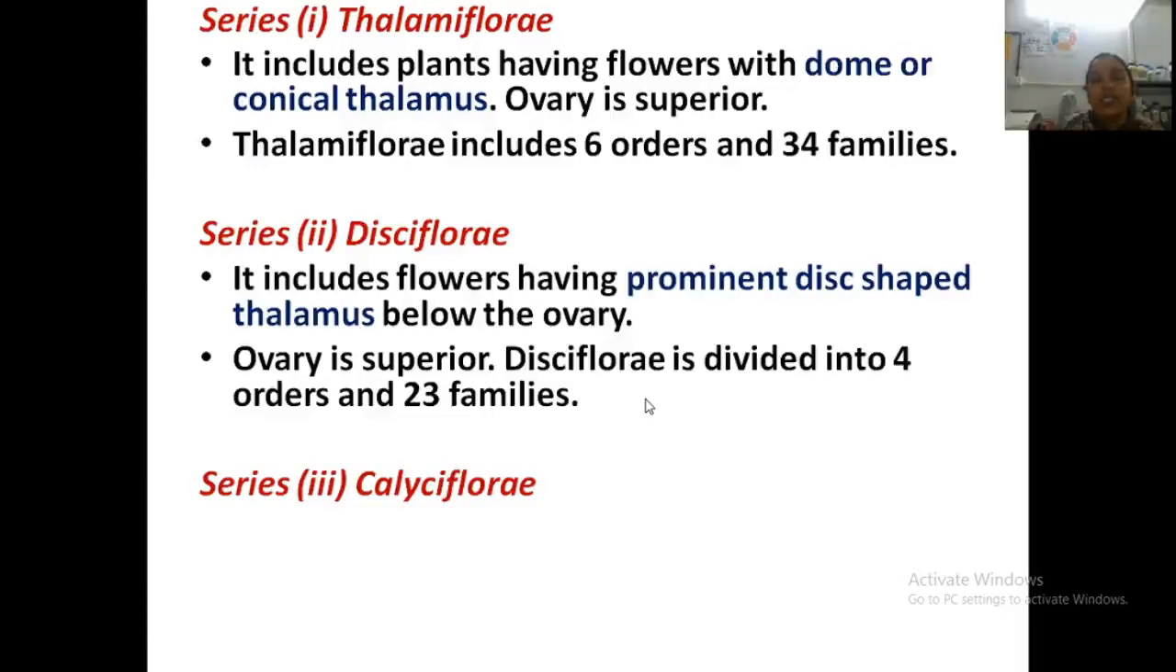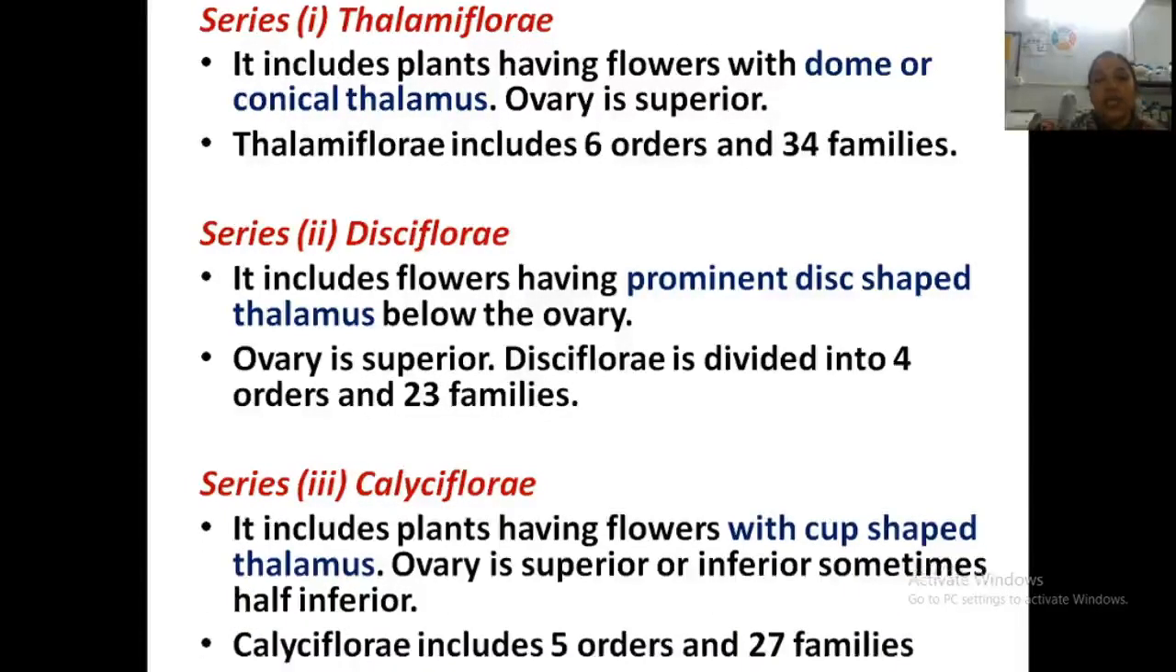Now, what is Calyciflorae? It includes flowers with a cup-shaped thalamus and a superior ovary, or sometimes a perigynous flower. You cannot say it is hypogynous or epigynous, or ovary superior or inferior. It is said that the ovary is half inferior or half superior, and that is known as what? Calyciflorae. So the perigynous condition, 5 orders and 27 families.